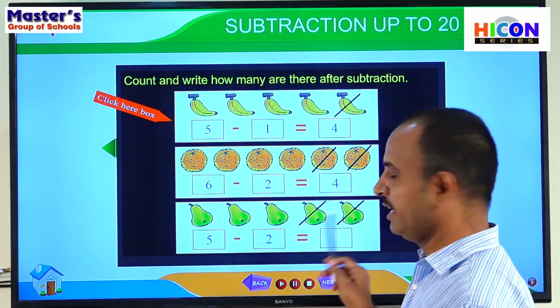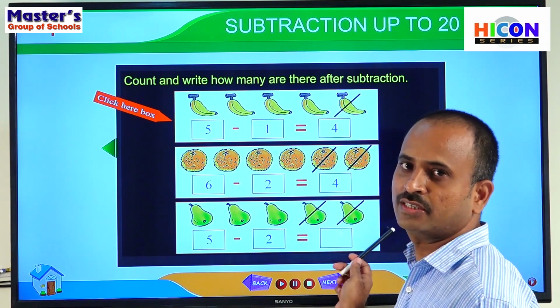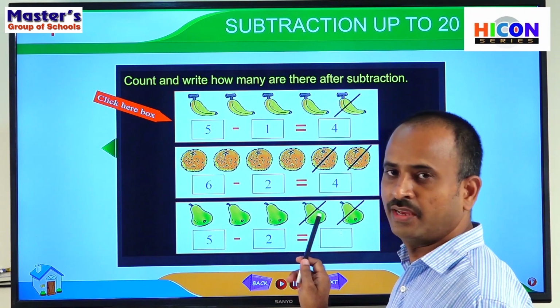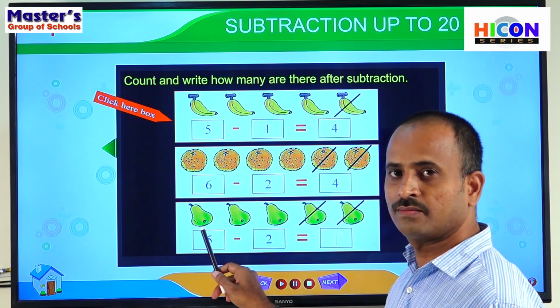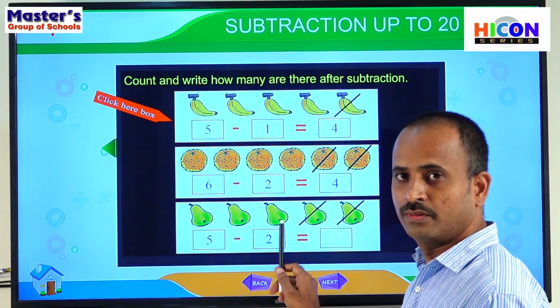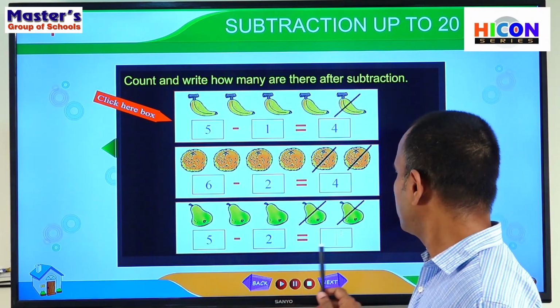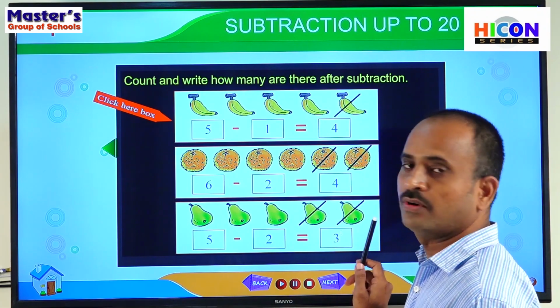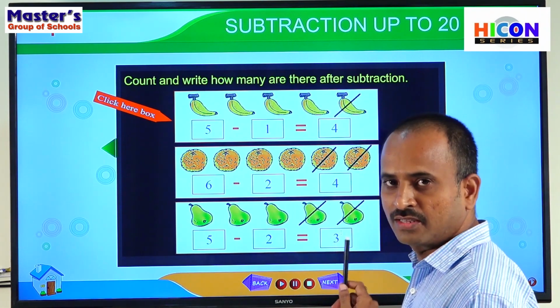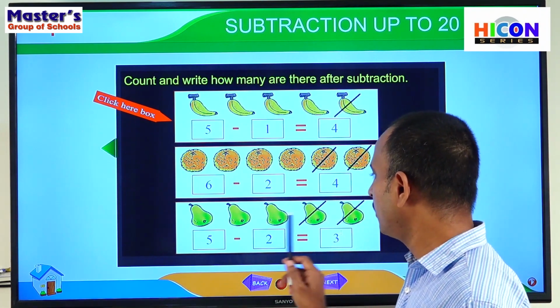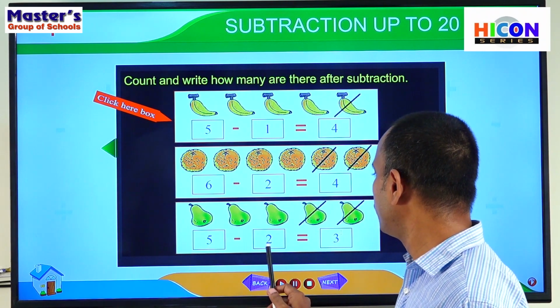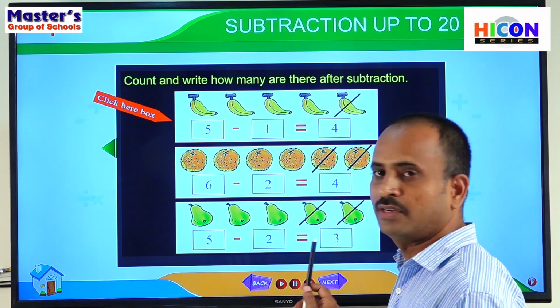So after taken away, that means after subtraction, how many fruits are left here? So let us count 1, 2, 3. So total 3 fruits are left after subtraction. So write 3 in this box. So this 3 is called the answer, that is the difference. So the difference of 5 and 2 is 3. So children, do you understand this?